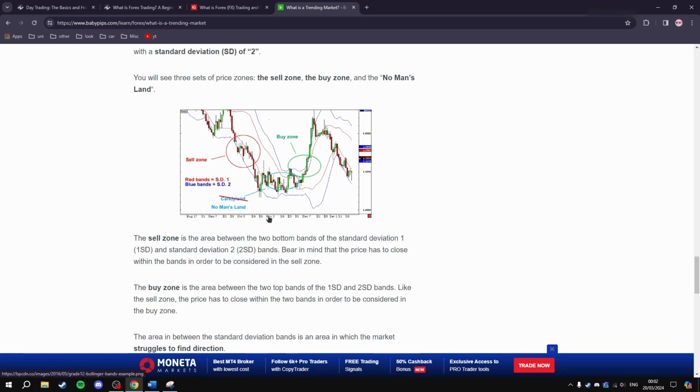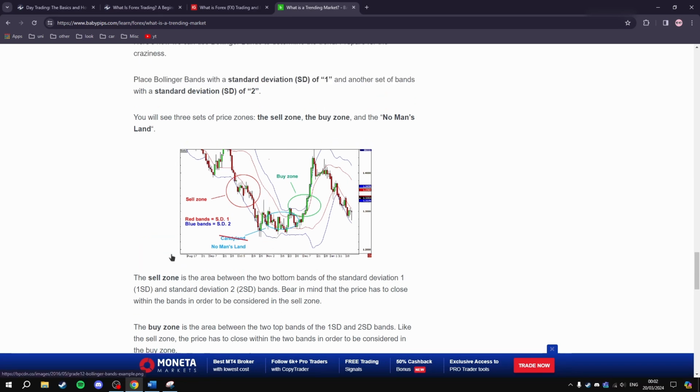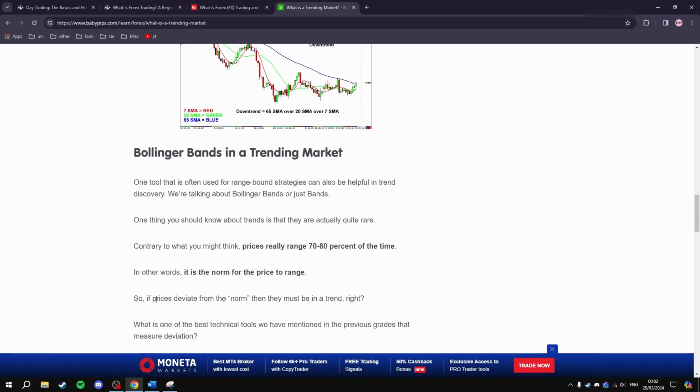The sell zone is the area between the 2 bottom bands of the standard deviation 1 and the standard deviation 2 bands. Bear in mind that the price has to close within the bands in order to be considered in the sell zone. The buy zone is the area between the top 2 bands, so this area, of the 1 standard deviation, 2 standard deviation bands. Like the sell zone, the price has to close within the 2 bands in order to be considered in the buy zone. Right, Bollinger Bands.